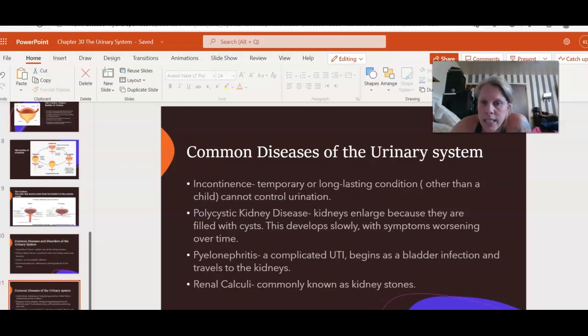And then incontinence. So that's a temporary or long-lasting condition, other than in a child, when they cannot control the urge to urinate. Females are more likely to develop this incontinence than men because our bladder and urinary systems are on the inside of our body versus the males, their urethra is on the outside.